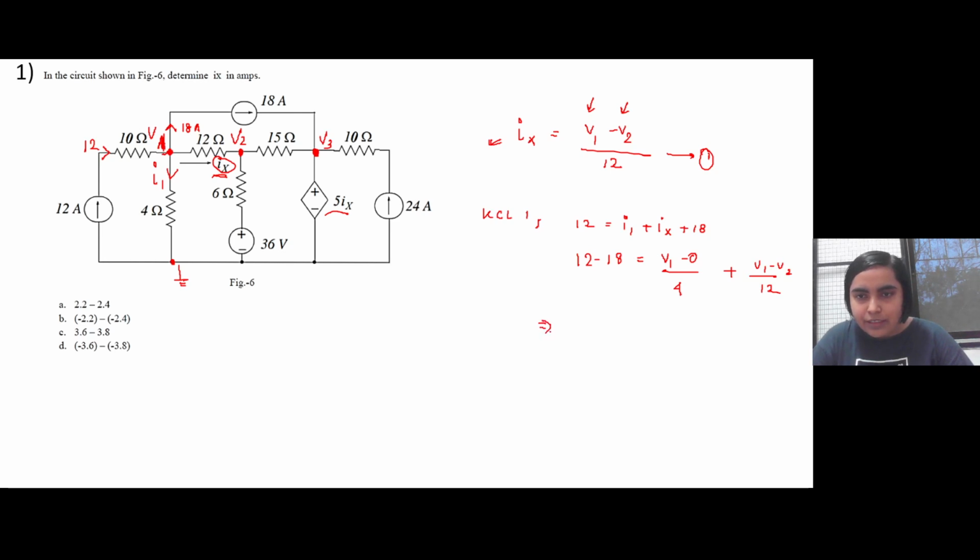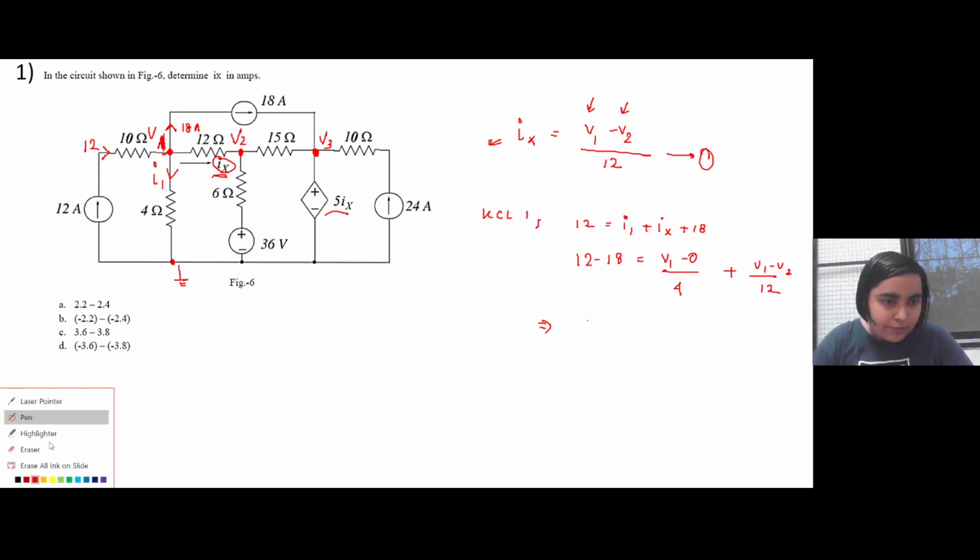So if we simplify this, it will be, excuse me, ma'am. Yes. How have we taken I1 as V1 minus 0 by 4? Can you explain it? Yes. So this node, let me use a different color. We have taken this node voltage as V1, right? The node voltage means the voltage at the node with respect to the reference. This voltage is equal to V1.